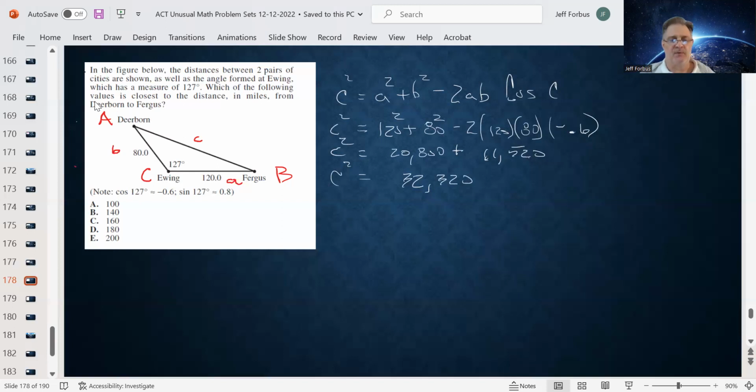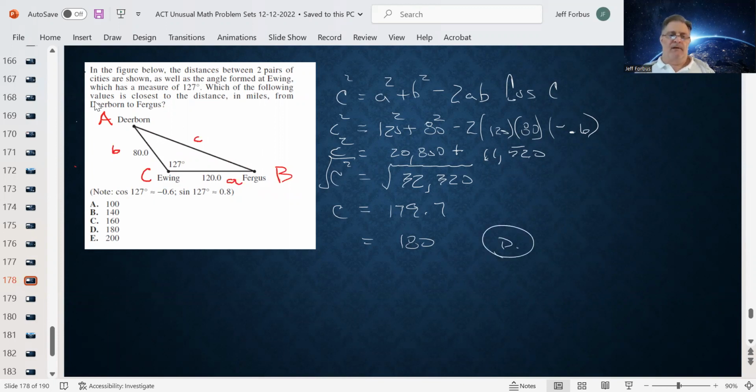We need c, so we're going to take the square root of both sides. When you take the square root of 32,320, it comes out to a decimal equivalent of 179.7. So you can round that to 180, and that would give you answer choice D as in dog. The most important thing here is labeling your triangle to keep your sides and angles related to one another. All right.